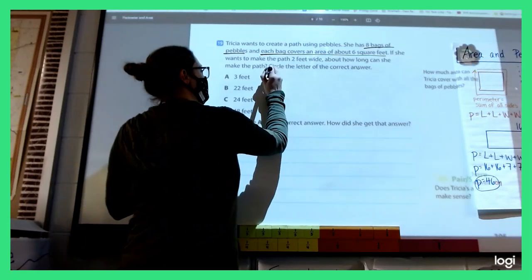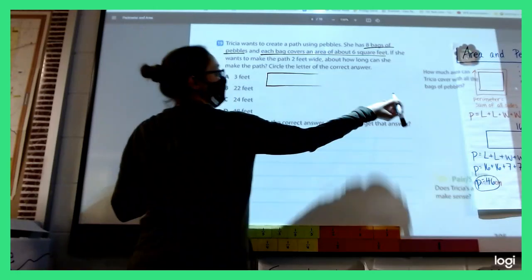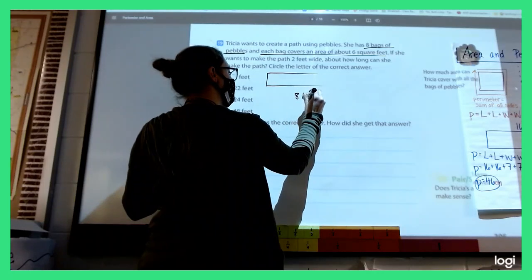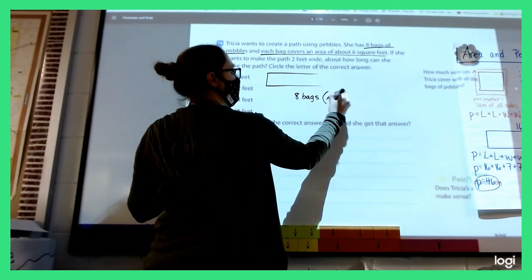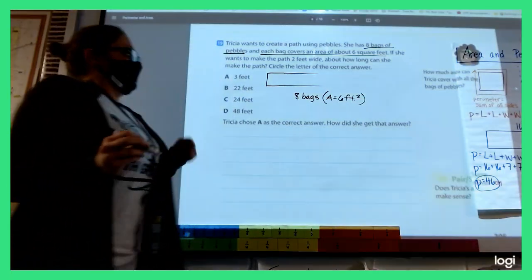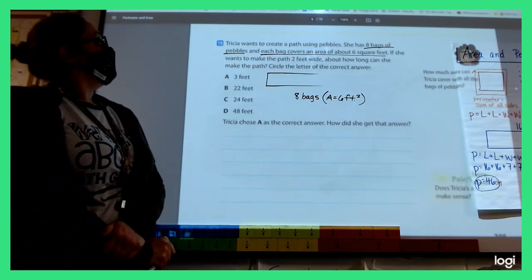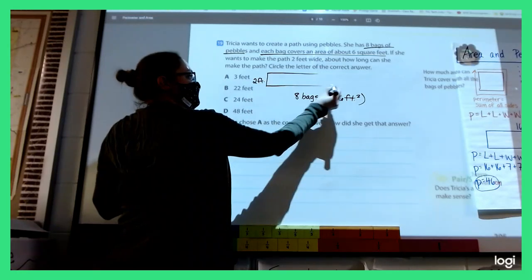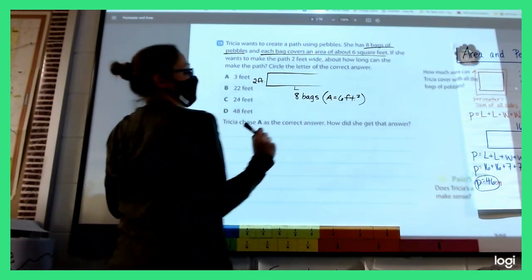All right, first of all, we're just going to start making a path. Okay, here's where my path starts, and it's going to go on, we don't know how long yet. But we do know that she has 8 bags of pebbles, and each bag covers an area of 6 feet squared. So that's all I know so far. My path is going to be 2 feet wide, and the length is the part we don't know. We don't know how long she can make that path.